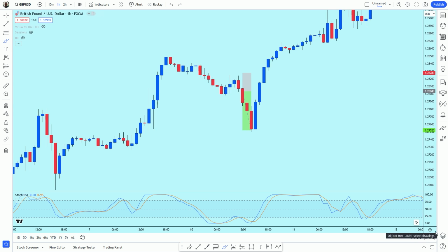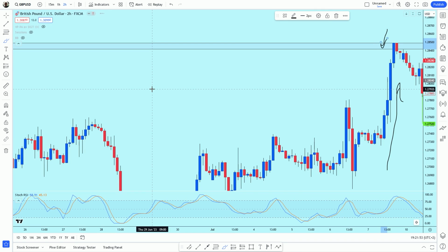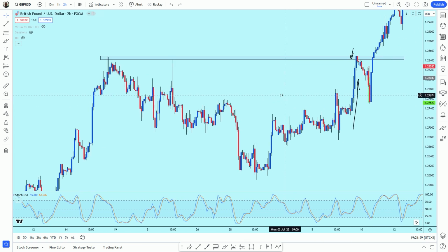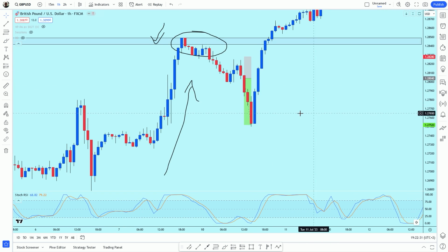This is a British pound US dollar trade. We can see here that price formed this massive bullish move, but this zone here I marked as a potential resistance. The reason why is because on higher time frames, in this case the 2-hour time frame, we can see that this zone acted as a resistance here and here. So I expected to see some bearish pressure here, and as you can see, that is exactly what happened.